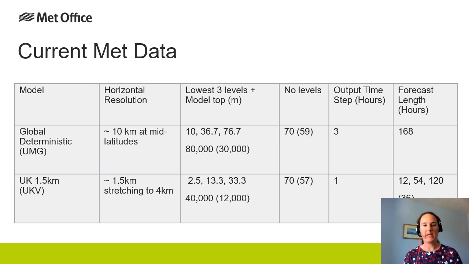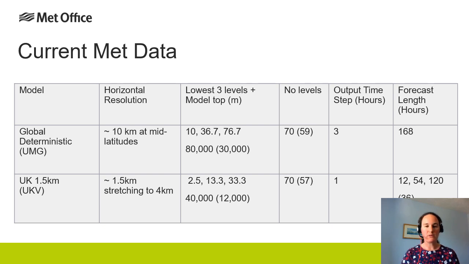So for our current metadata that we're using operationally at the Met Office, we have two different resolutions of model. We have a global model and we have a 1.5 kilometre model. The global model has a resolution of 10 kilometres at mid-latitudes. It has 70 levels in total, but at the current time we only take 59 of those levels. So although the top level of the model goes up to 80 kilometres, we're only extracting metadata that goes up to 30 kilometres. It has a time step of 3 hours and the total forecast length is 168 hours.